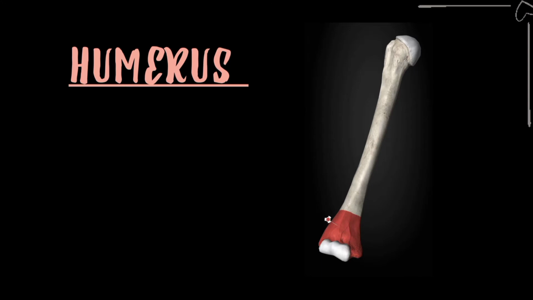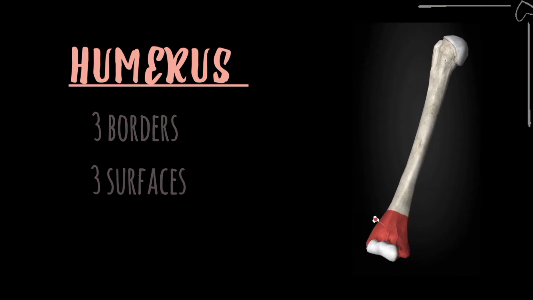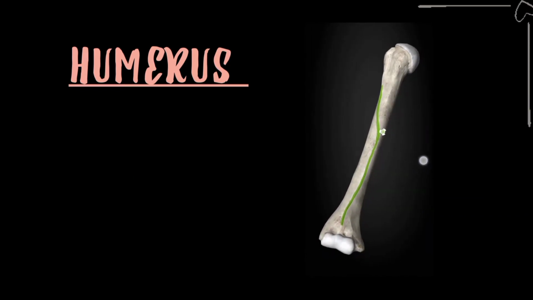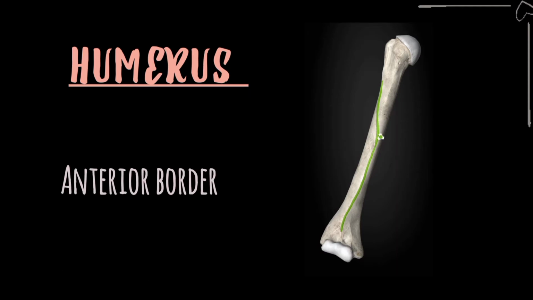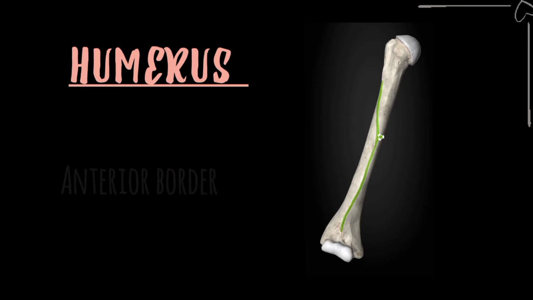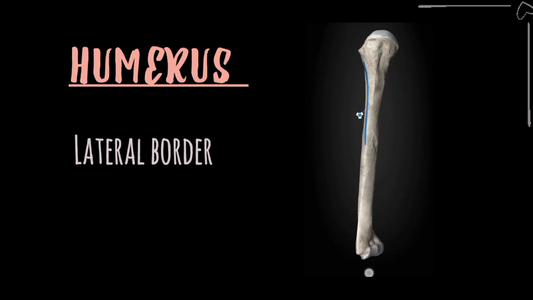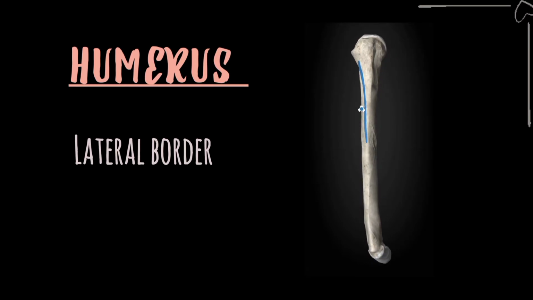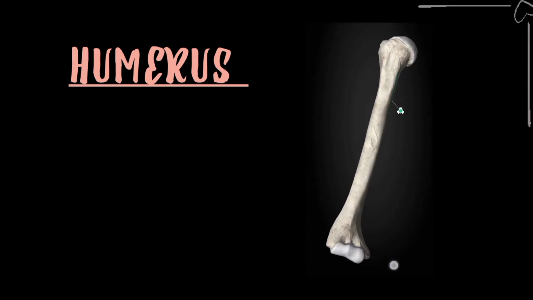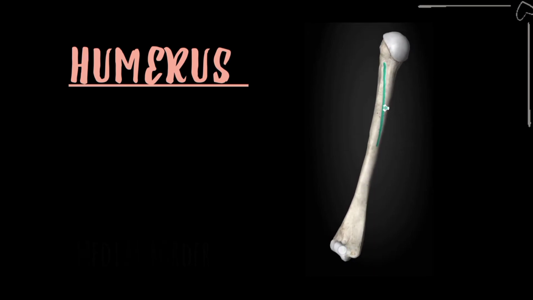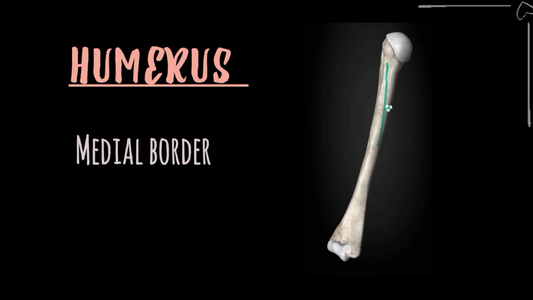So the humerus bone has three borders and three surfaces. First, this is the anterior surface of the humerus bone, and the prominent border over here is termed the anterior border on the anterior surface. And there is a lateral border over here. If we take a look at the lateral side, this is the lateral border, around the greater tubercle of the humerus. And the third one is the medial border, which is located around the lesser tubercle of the humerus.